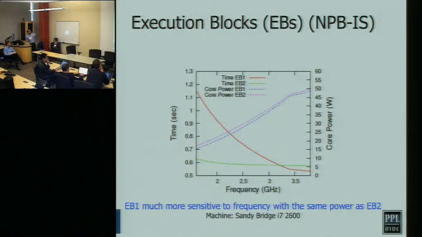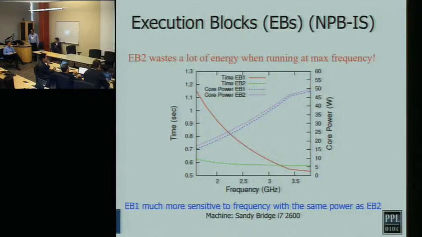See, the red one is the time for the first entry method, first code block, execution block, and you can see in response to frequency, as the frequency increases, the execution time definitely decreases substantially. The other one, the green curve at the bottom, is the second one. Its execution time isn't impacted much by frequency. Both of them have similar power curves, the dotted curves that are climbing up with frequency, as you expect. So those are similar, and this suggests which software can control that.